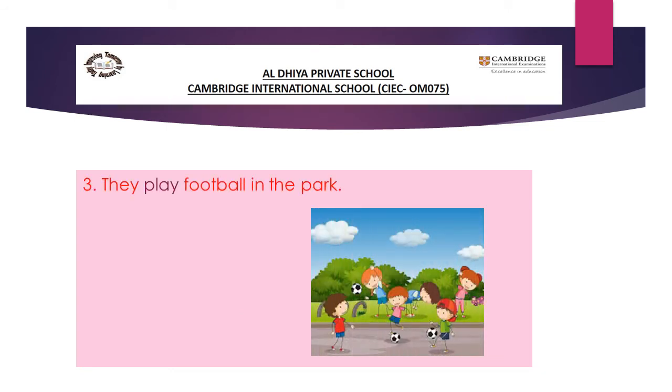They play football in the park. What I told you, when we are talking about I, we, they, you or plural nouns, we will not add s or es at the end of the verb. Look, play. Did I add s or es here? No, I did not add, because we are talking about more people. You can see in the picture there are more children. So the sentence is: they play football in the park. And this is present tense. Okay. So this is present tense.